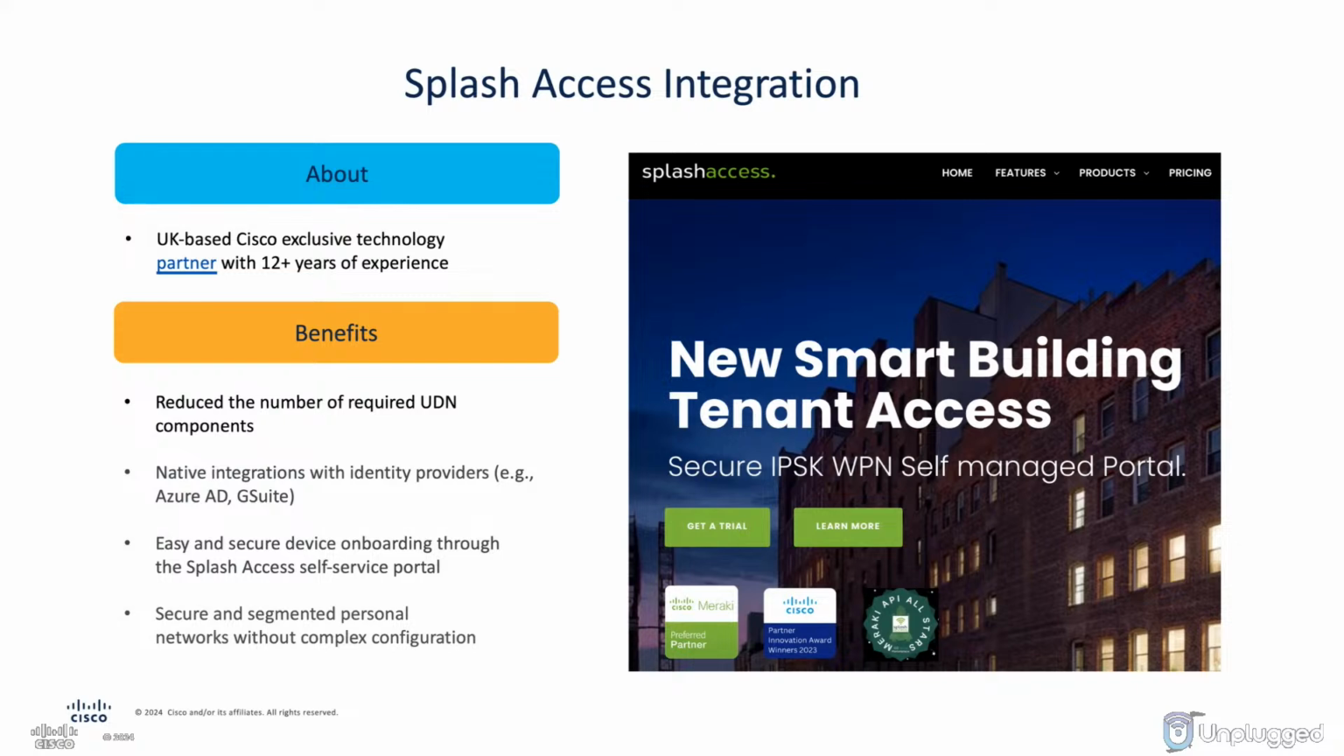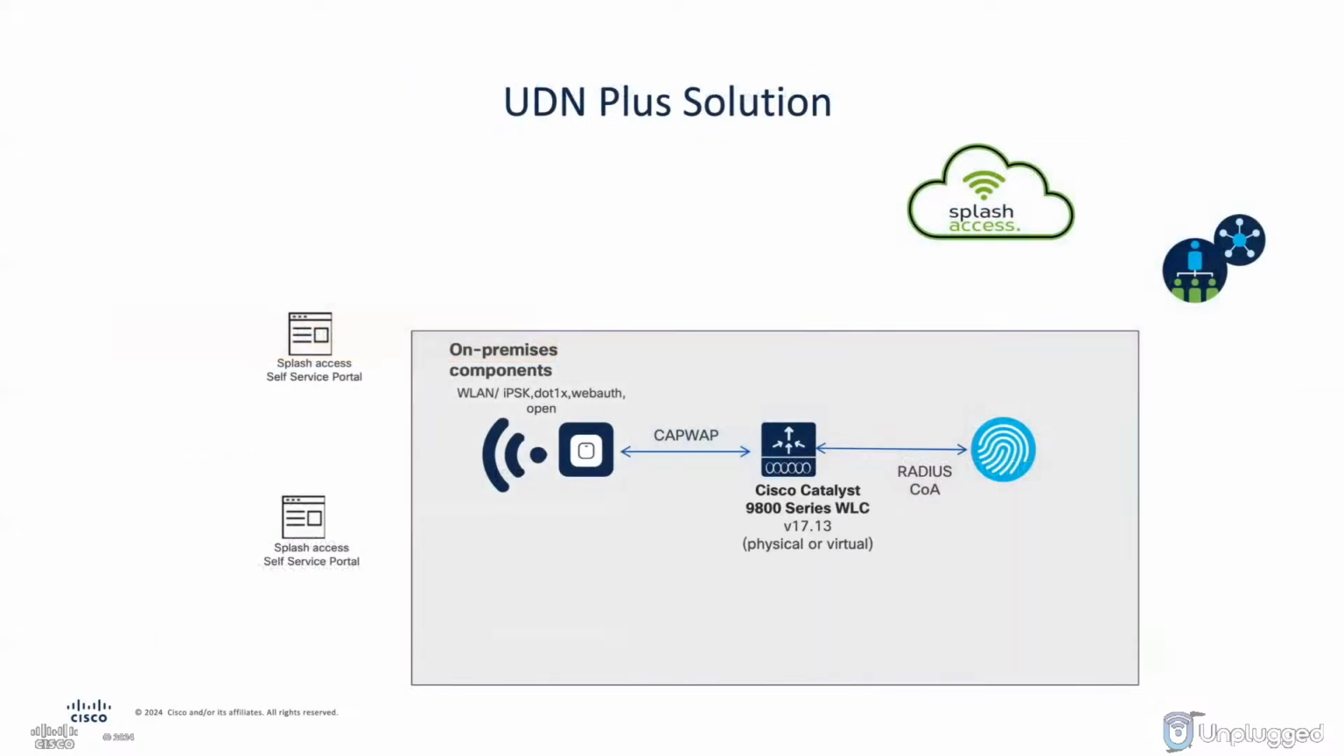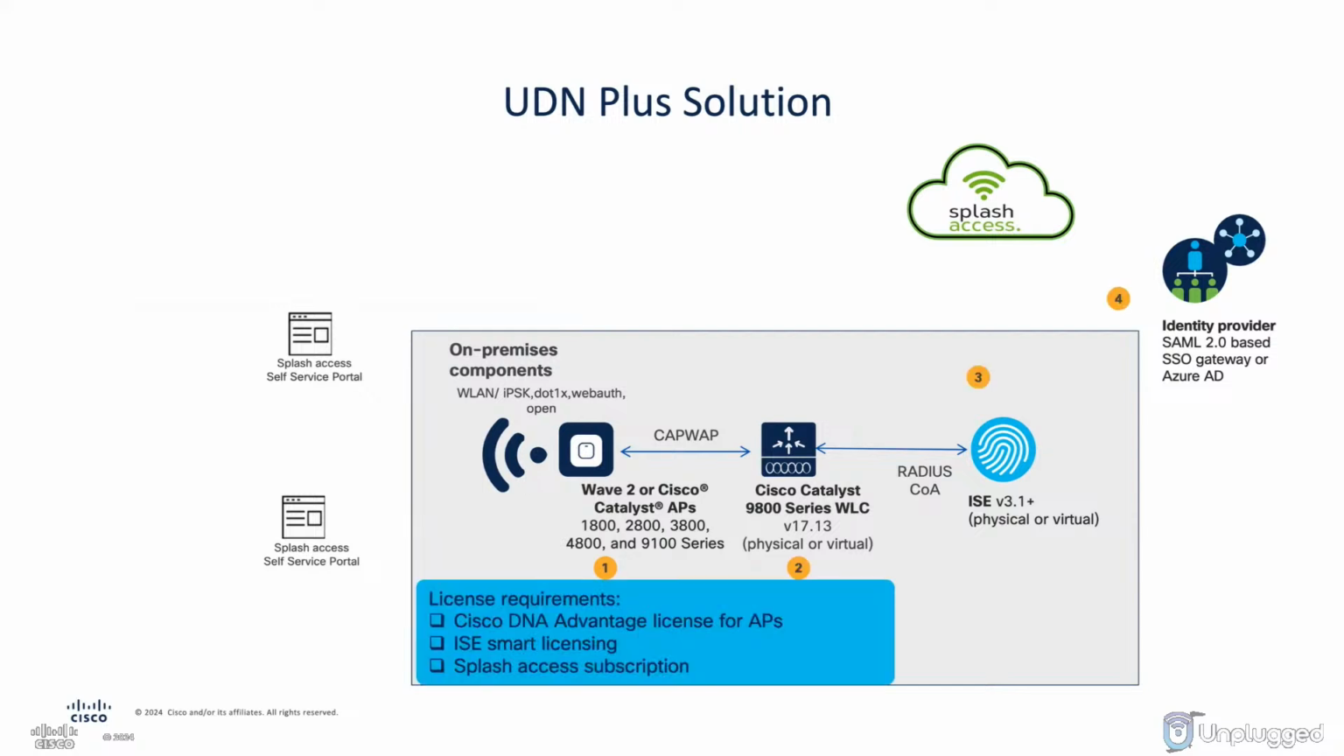Let's take Splash Access, take some of those complexities out of that original picture I just showed you. Now let's compare and contrast with what we have today. Here's the UDN Plus solution, where we partner with Splash Access. You can see we're still leveraging our Cisco access points. We've still got the 9800 series controller. You can see some of the code requirements that are part of this. I've got ICE on the back end doing my authentication. So nothing really complex here. Typically anybody who has an on-prem Catalyst solution for wireless is going to have most of these components. Licensing requirements you can see here, and I'll touch on this in a few minutes.